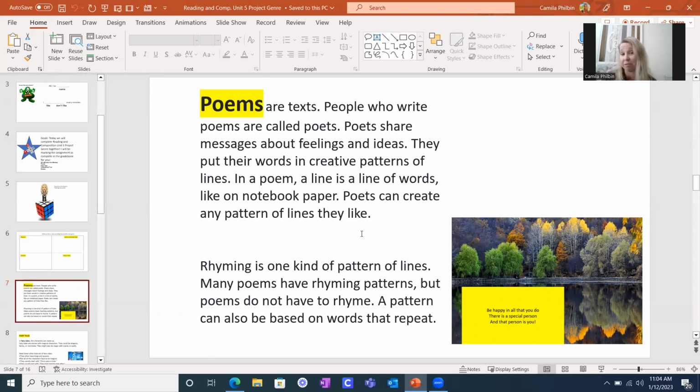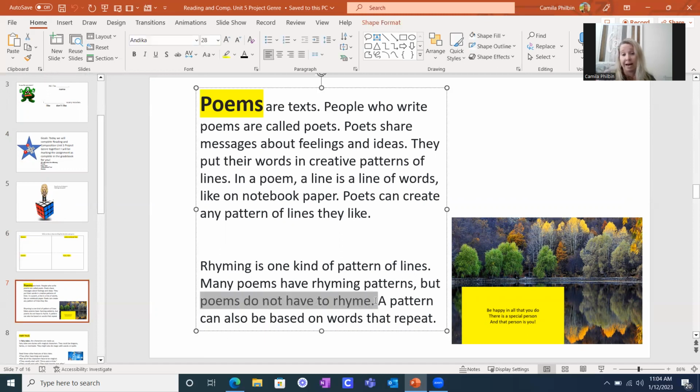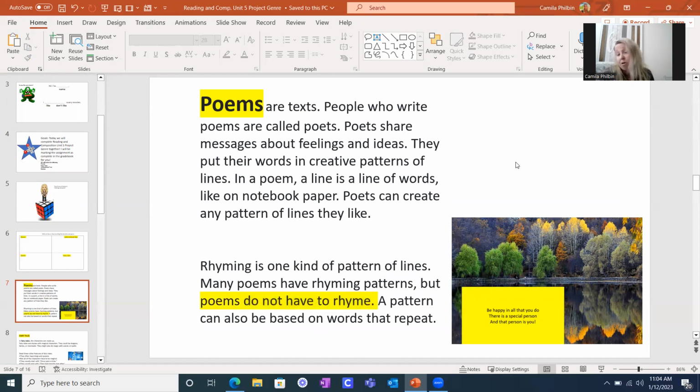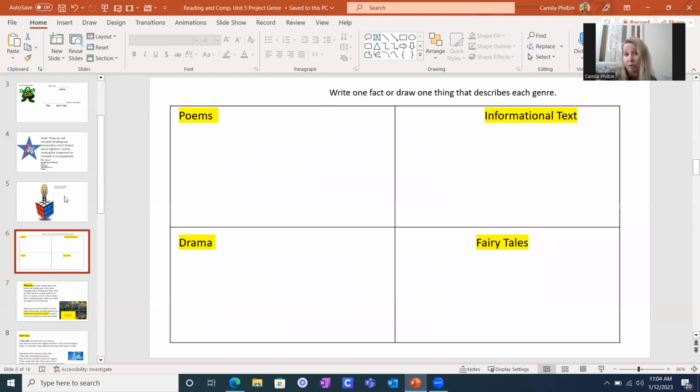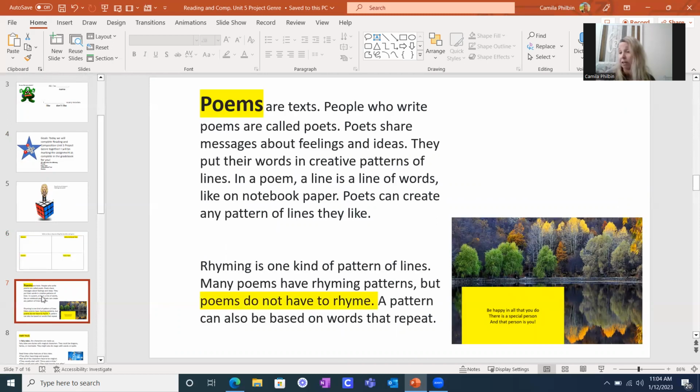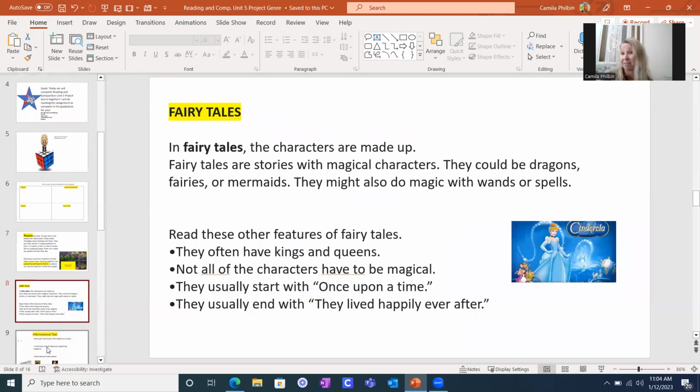So I just reviewed some good information with you about poems. And I'm going to remind you right now, too, that poems do not have to rhyme. So we'll remember that some poems rhyme, but not all poems will. So maybe you want to use that for your fact about poems, that not all poems rhyme. Or maybe you want to pick one of these other facts that we mentioned and use that for your fact about poems. Let's take a look at fairy tales.